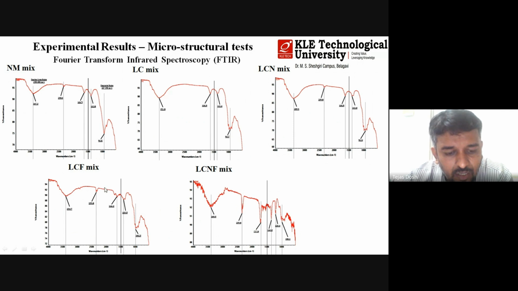These wave numbers and associated bonds represent various functional groups or compounds present in the mixes, including carbon-hydrogen bond, carbon-oxygen bond, nitrogen-rich compound bonds, then carbon-carbon double bonds, nitrogen triple bonds, silicon-oxygen bonds. So when it comes to the LCNF mix, there is a lot of variation because of many materials present in it. And this is where we can compare the LCNF mix with the other mixes.